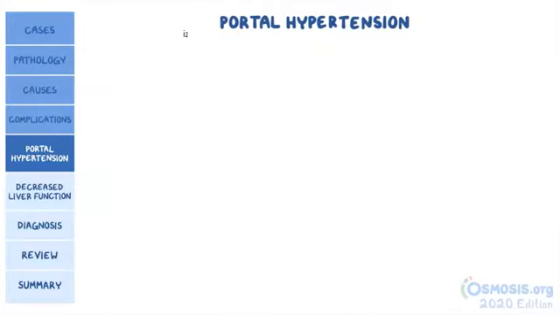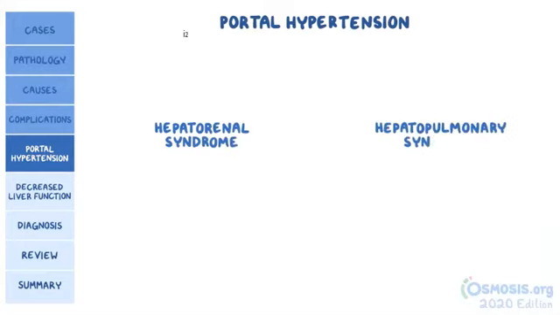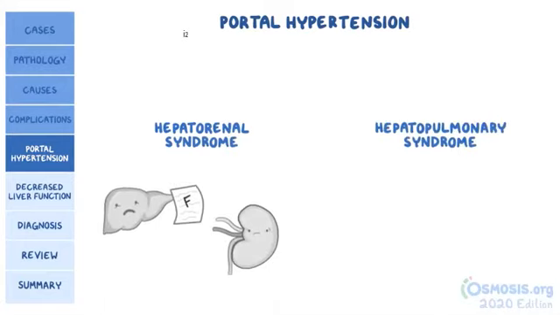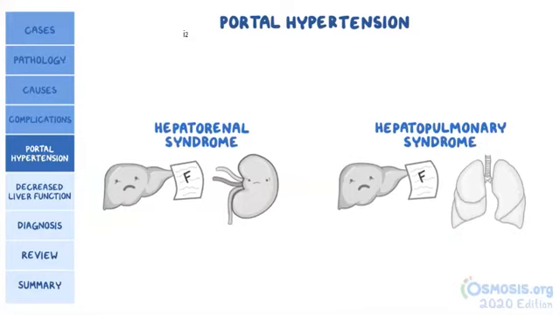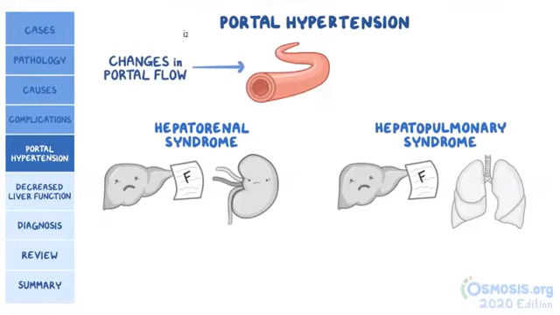Two more complications of portal hypertension are hepatorenal syndrome and hepatopulmonary syndrome, which describe failure of the liver and kidney and failure of the liver and lungs. Although they're not fully understood, they seem to occur because changes in the portal flow trigger arterial and capillary vasodilation, which reduces systemic vascular resistance and can damage the kidney and lungs.